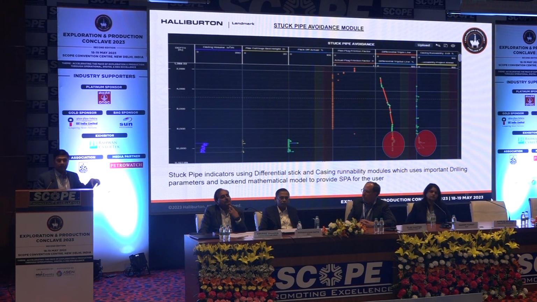You have to do some changes. Either you have to optimize the mud weight, or do the tripping faster, or reduce the connection times. So all those things will help you with this model. And right now it's available with drilling, tripping in and tripping out.